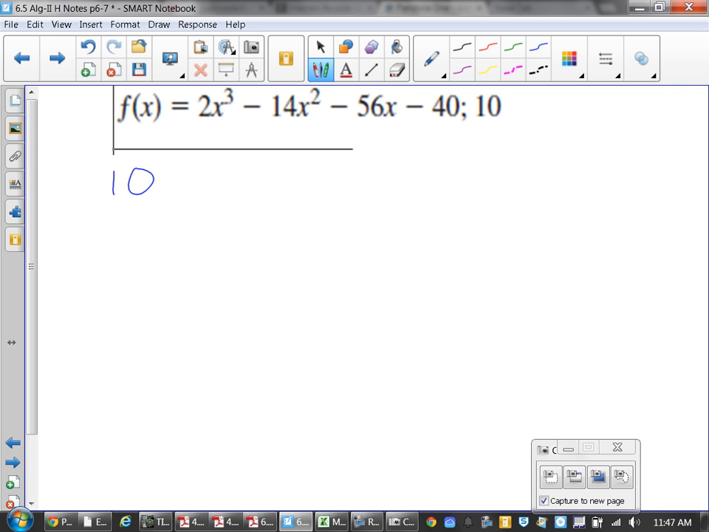All right, 10 is my zero. Set 2, negative 14, negative 56, negative 40. Oh no, those numbers look so large. I don't know what to do. It's fine.